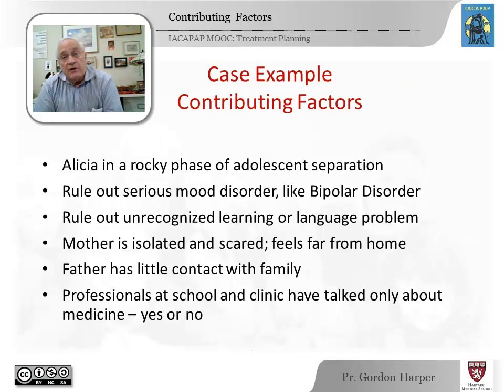In this case, we talked about adaptive processes like this. Alicia is in a rocky phase of adolescent separation. We have to rule out a serious mood disorder like bipolar disorder. Also, rule out an unrecognized learning or language problem. The mother is isolated and scared. She feels a long way from home. The father has little contact with the family. And the professionals are divided, but focus mostly on whether to give medicine or not.